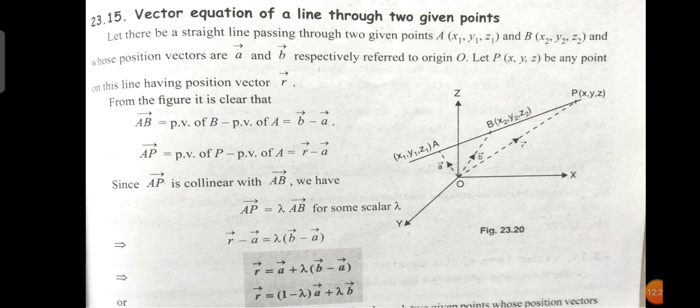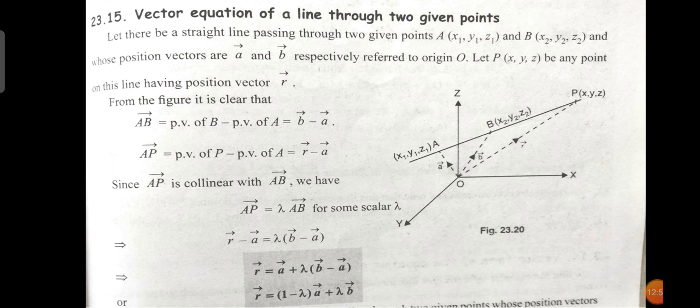Position vectors of A and B. The position vector of capital A is vector A and of capital B is vector B, which are referred to the origin. Always, position vector is referred from the origin. Let P be any point on this line having position vector R. Then, from the figure, vector AB is the position vector of B minus the position vector of A.